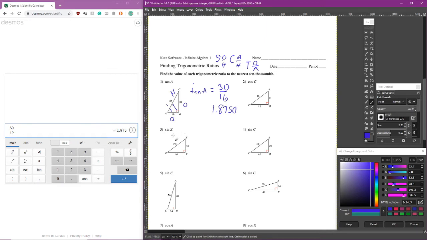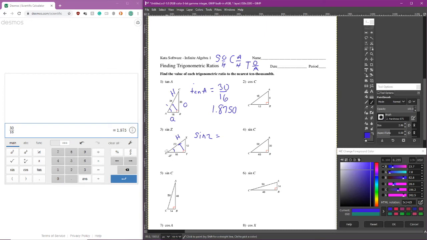Number 3 asks you to find sine of z. So sine of z, remember we look back at our key to remind ourselves that sine needs an O and an H. So got to get some labels on these sides. First, let's make an arc over angle z, because that's the angle we're talking about. And the right angle points to the hypotenuse, so label that H.